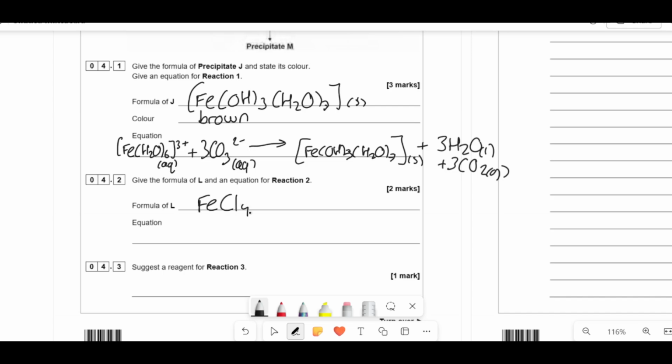So you're going to have FeCl4 minus. The reason it's Cl4 is because you just can't fit as many around the central metal ion. That's why it's not FeCl6. And this is a key example you need to know as well.